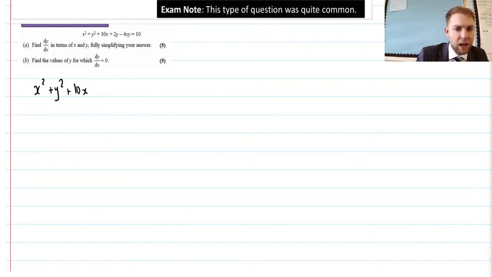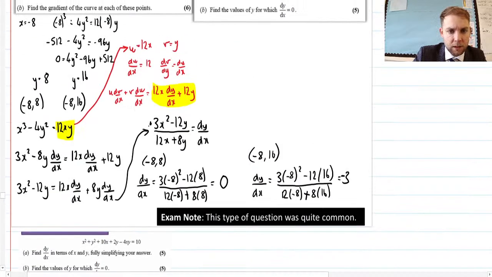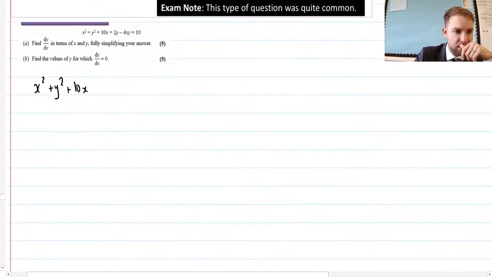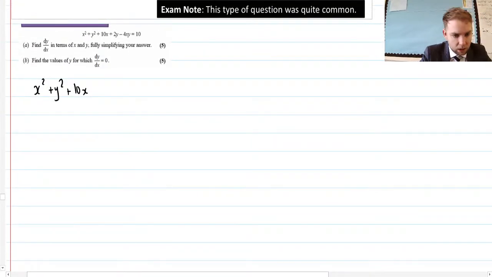So we were having a little look at this test your understanding part, which was the C4 2014. We're looking at this question here, which is find dy by dx of this, and then find the values for dy by dx which are equal to 0. So let's have a look at this first of all. Let's write it out. I think most of you have already had a little go at this.